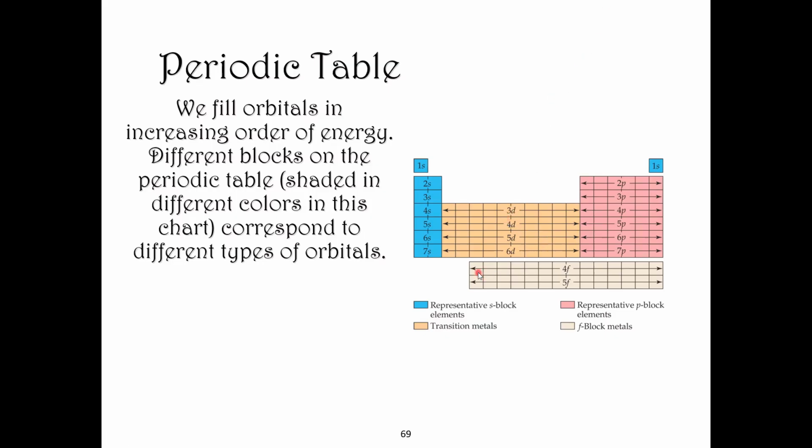And then with the f block, let me get the draw tool going. We've got 2 groups here. These are actually going to fit right into these spots. So you can kind of just squeeze it in there. But the reason we separate these out is because these are going to be f electrons. So that's why we've specifically chosen these elements here. But it's going to fit right there.